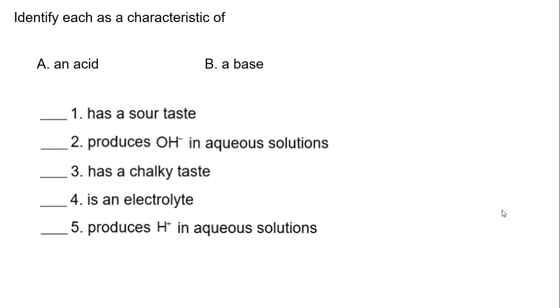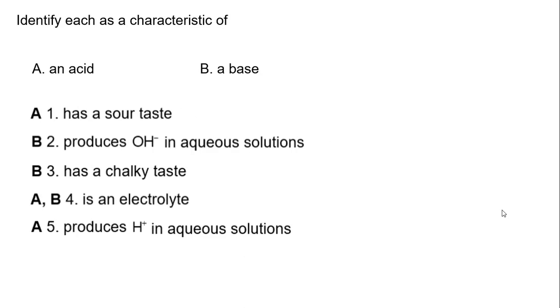And then 4 is tricky because both are electrolytes. So it's going to be A and B. Because remember, they both dissociate. When we're dealing with hydroxides, those dissociate 100%. Acids, on the other hand, they are electrolytes, but there are strong acids and weak acids, which we haven't covered yet. But they're still electrolytes. And 5, produces protons or hydrogen ions in aqueous solution. That's A. So 4 is A and B, and 5 is A. That's it.